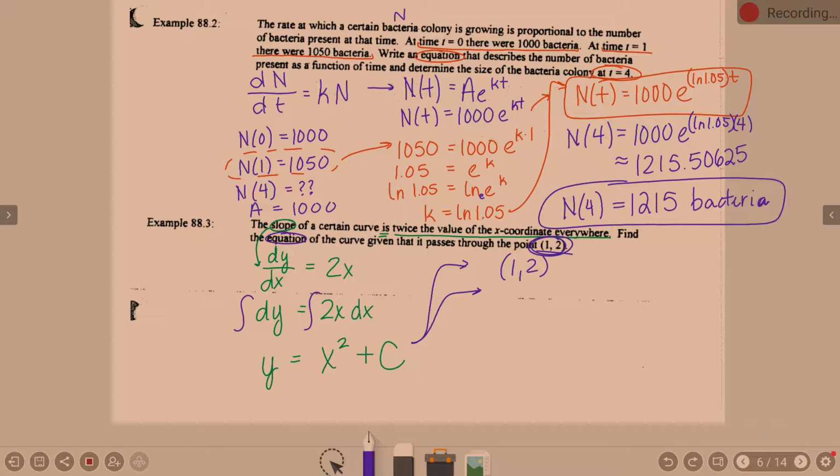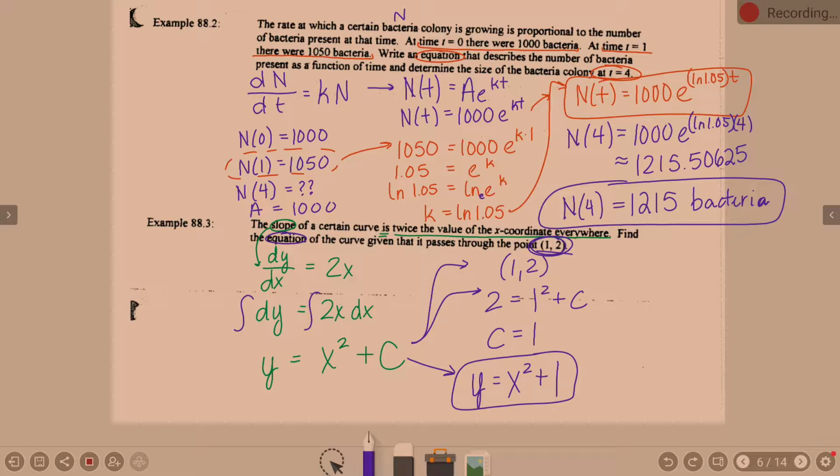So instead of y equals, I'm going to say 2 equals. Instead of x squared plus c, 1 squared plus c. So 2 equals 1 plus c. And so c is 1. If c is 1, then we can rewrite our new equation as y equals x squared plus 1. And that is our more specific solution.